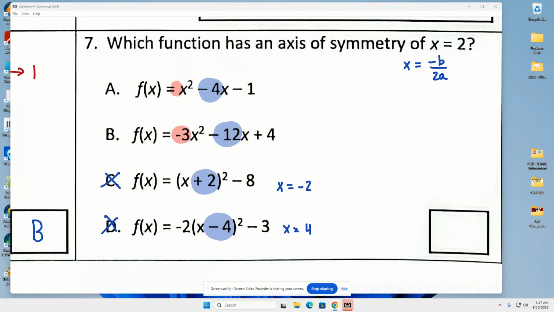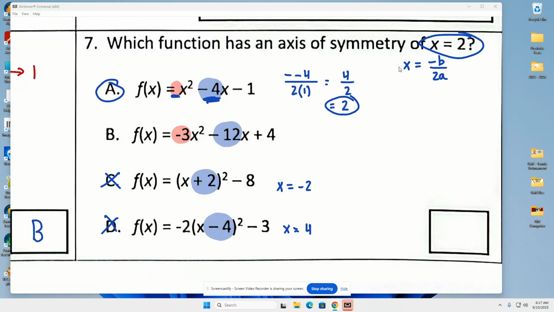And remember, b is always your x coefficient, and a is always your x squared coefficient. So I could quickly go like this. Negative b, which is negative 4, right? Divided by 2 times a, which is positive 1. Well, negative 4 is positive 4. 2 times 1 is positive 2. And 4 divided by 2 is 2. Does that match up with this? Absolutely. So it looks like my answer is A.